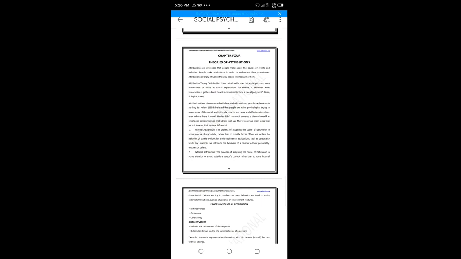Attributions are inferences that people make about the causes of events. They are conclusions that people make about certain events, the causes of certain events. People make attributions in order to understand their experiences. Attribution strongly influences the way people interact with others. For example, "Oh, I can't attribute myself to this family, one of them is mentally ill." They tend to believe that because one of the family members is mentally ill, everybody has a threat of it in their genes. So attributions are what people make about the causes of events, and the way they behave and react as a result of the causes of events.